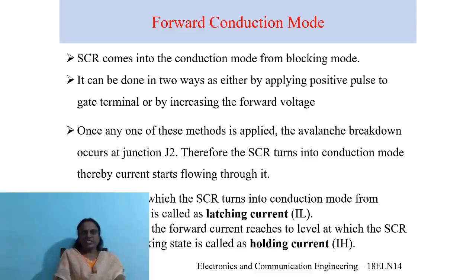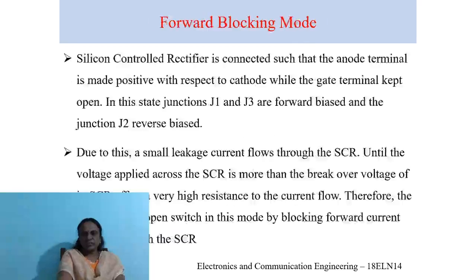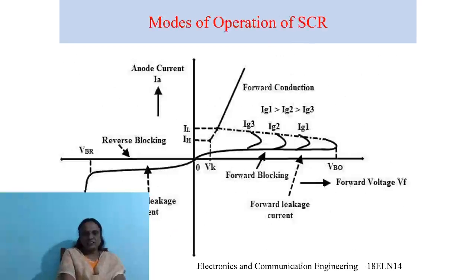In the VI characteristics here, we see there are different gate currents. IG is the gate current: IG1, IG2, IG3. These are the three different gate currents, with different values of the gate current.